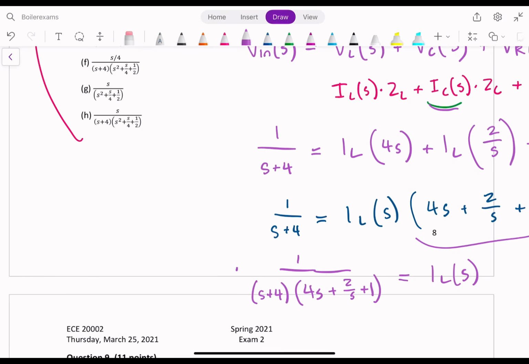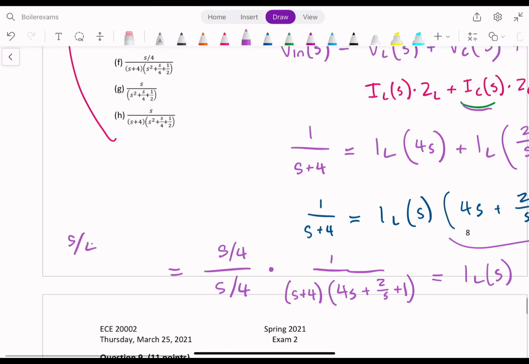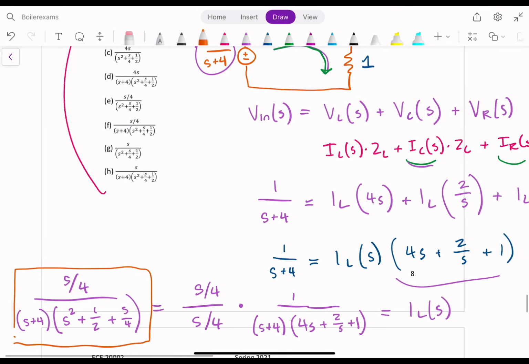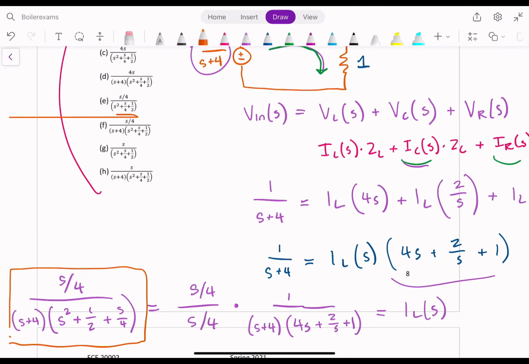So we're going to multiply S over 4 divided by S over 4. All right, this is just 1. So then this equals S over 4 divided by S plus 4 times S squared plus 2 over S becomes 1/2 plus S over 4. And there we go. This is our answer for our inductor current in Laplace domain. And when we go up to our answer choices, we have it right here.